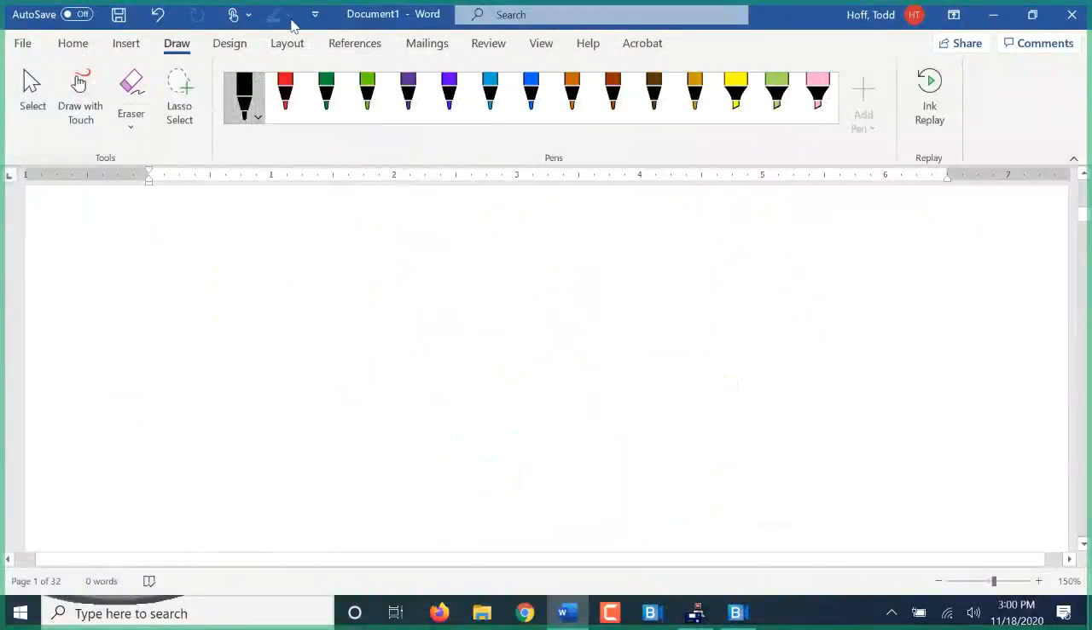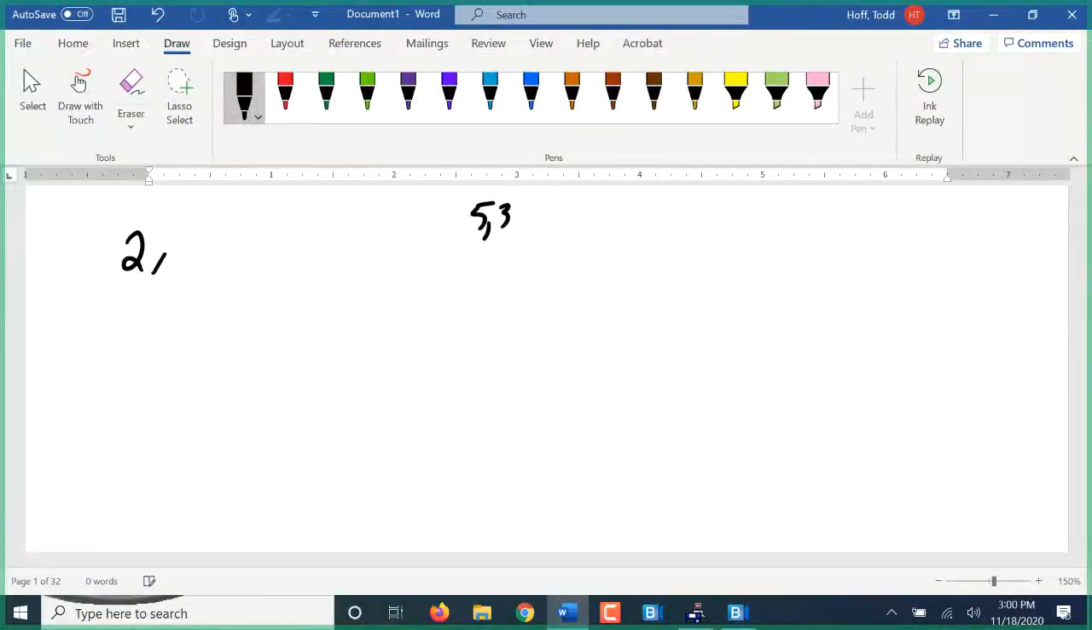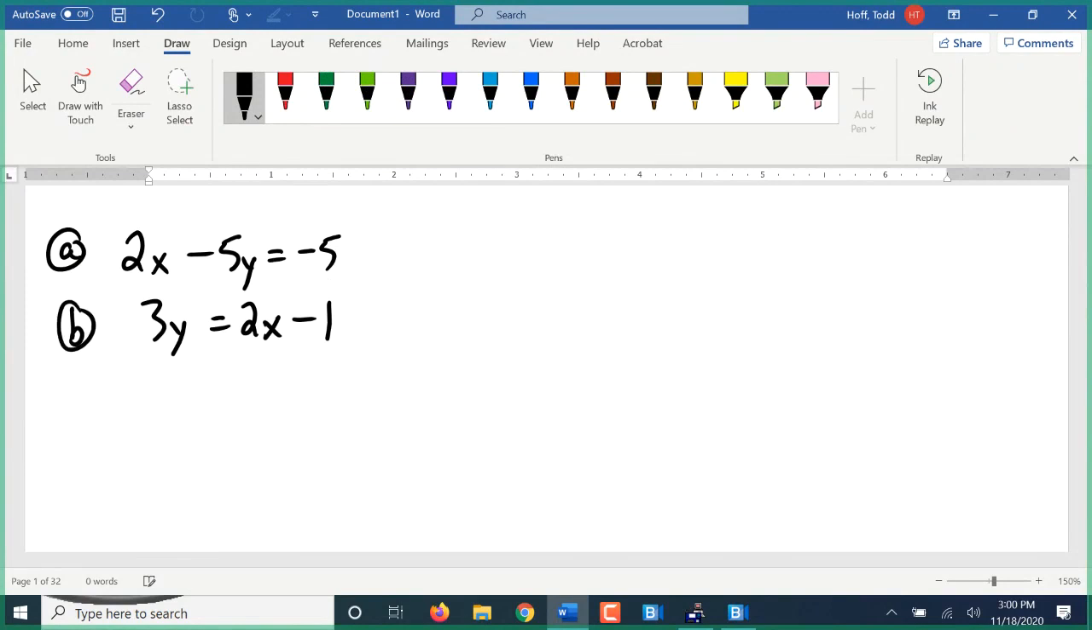We can run into something like this. 2x minus 5y equals negative 5. Or 3y equals 2x minus 1. So I'm going to label these equation A and equation B again, just for ease of reference.